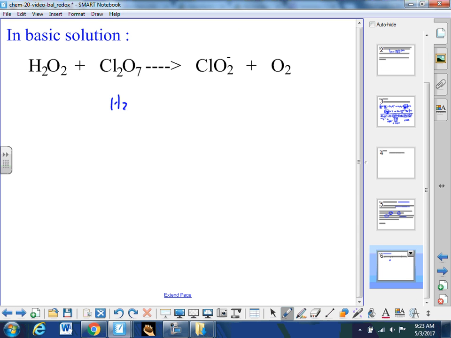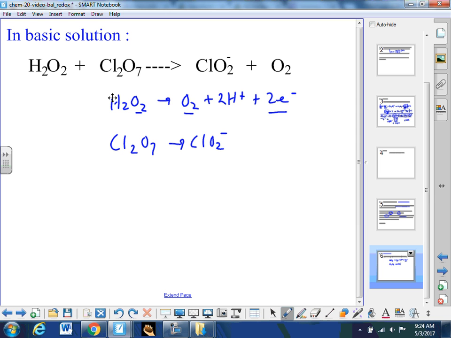So here we have hydrogen peroxide. That'll go with the oxygen, and the Cl2O7 will go with the ClO2 minus. For hydrogen peroxide, the oxygens balance, to balance the hydrogens and the charge, we are going to add 2 hydrogens and 2 electrons to the product side. So that is the balanced oxidation half reaction. Since the electrons are on the product side, that is oxidation.